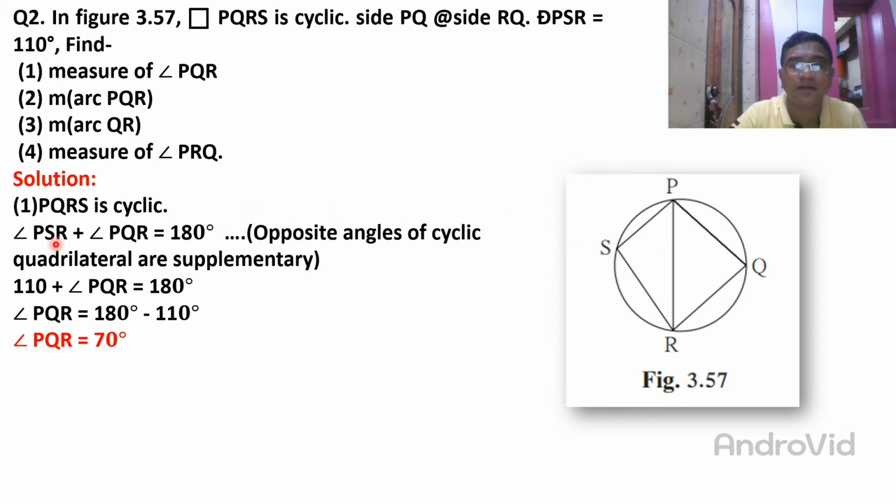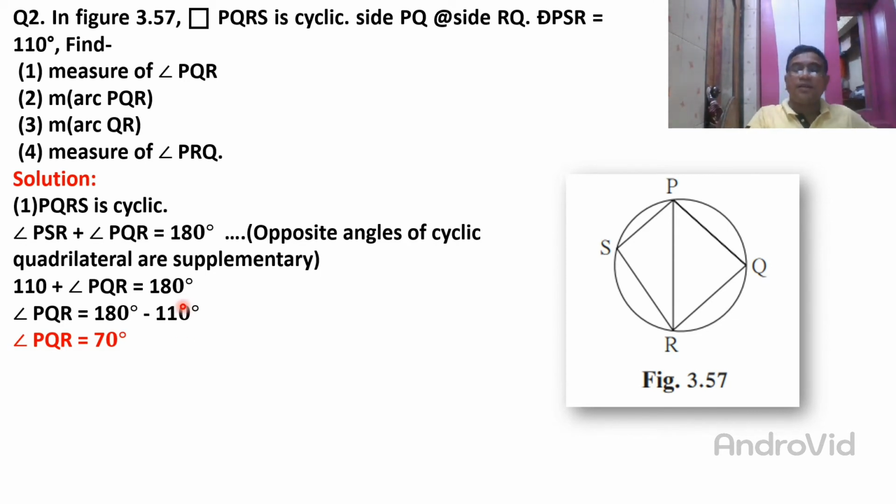Here it is written: angle PSR plus angle PQR is equal to 180 degrees, since opposite angles of a cyclic quadrilateral are supplementary. PSR is 110 degrees, so I write here 110 degrees plus angle PQR, which stays as it is, the one you want to find out, is equal to 180 degrees. Anyone having doubts here? If you have doubts, you can ask me with the help of mobile. So 110 plus angle PQR is equal to 180 degrees. So angle PQR is equal to 180 degrees minus 110 degrees. 180 minus 110 leaves 70 degrees. So angle PQR is equal to 70 degrees.